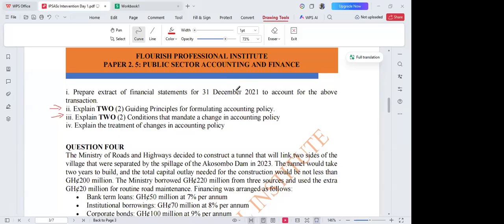So you should explain the treatment of changes in accounting policy. What are the treatments of changes in accounting policy we have? They can be grouped under four major areas. What are they? Let's start with some of them, the ones you know. What are the ones you know?